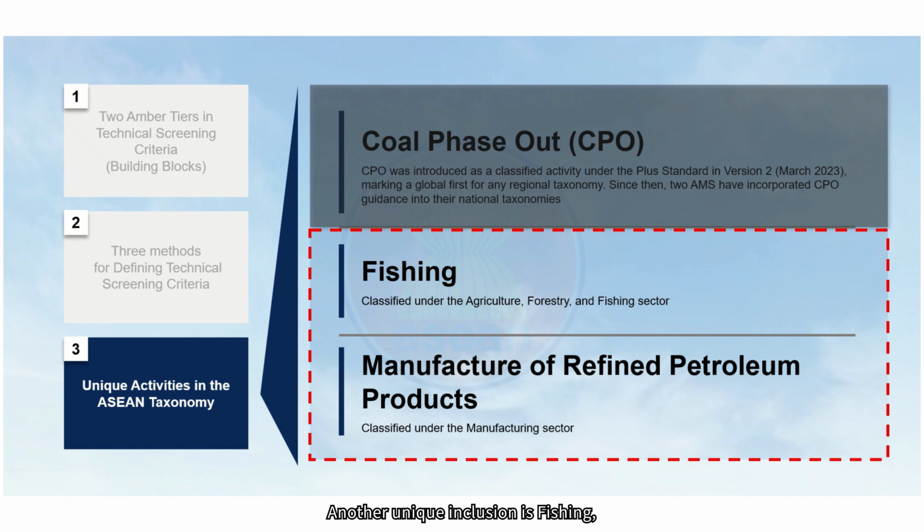Another unique inclusion is fishing, which is classified under the agriculture, forestry, and fishing sector, as well as the manufacture of refined petroleum products within the manufacturing sector. This marks the first time a regional taxonomy has explicitly addressed fishing activities, highlighting their importance for ASEAN's food security and economic development, while also tackling their significant environmental impacts. Similarly, the inclusion of refined petroleum products under the manufacturing sector reflects the need to address harder-to-abate industries that play a critical role in ASEAN's energy transition.